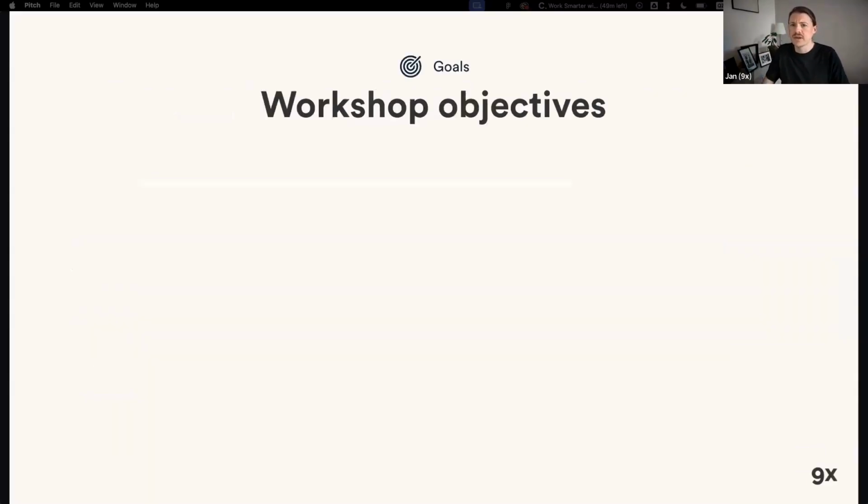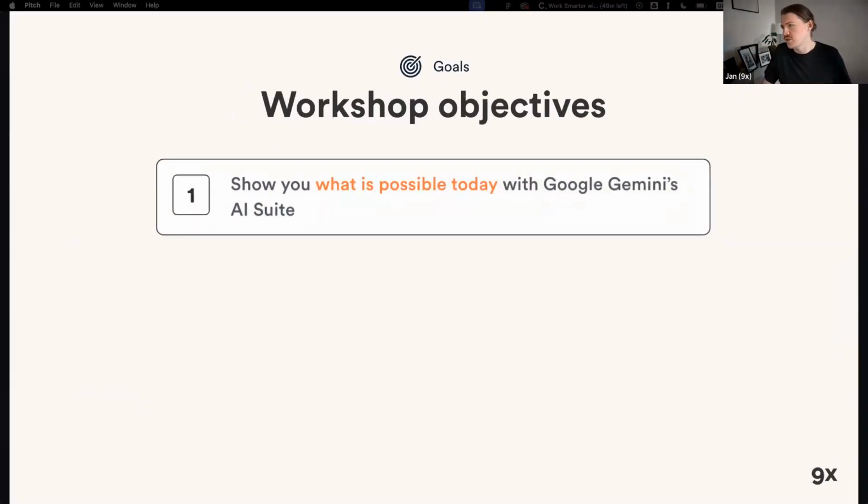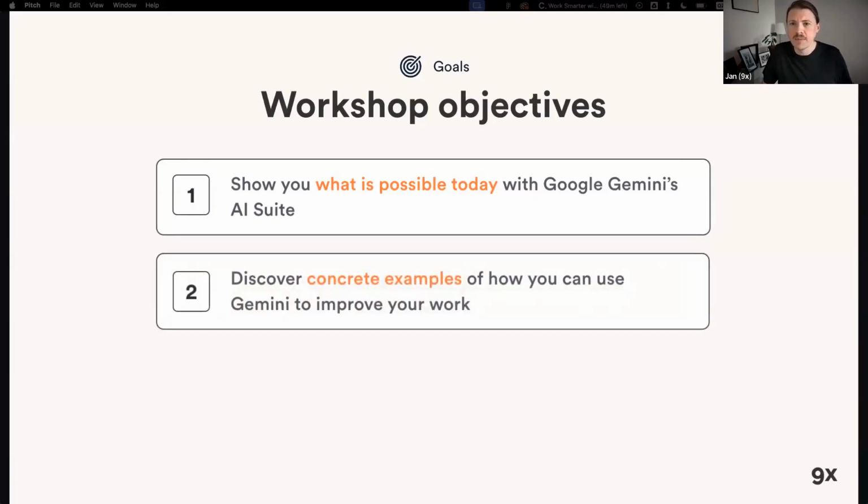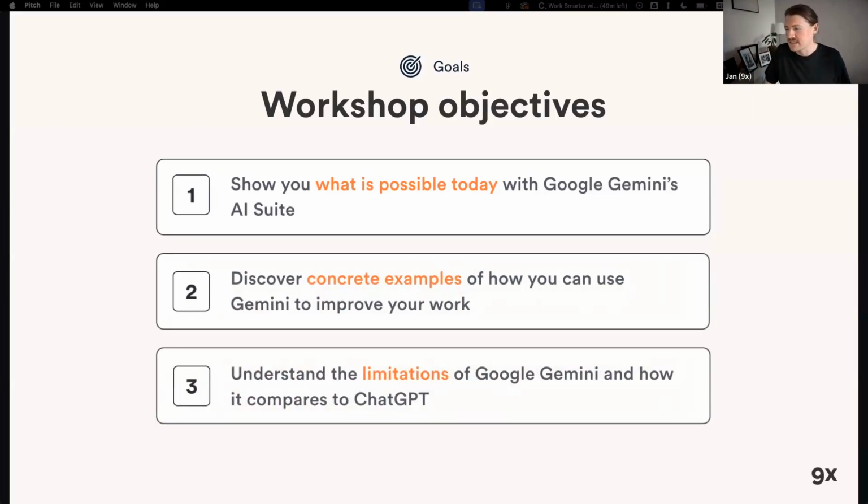In terms of what we want to cover in today's session, I want you to walk away with 3 things. First of all, I want to show you what's possible today with Google Gemini's AI suite. Next up, I want you to discover some concrete examples of how you can use Gemini to improve the way you work. And finally, understand the limitations of Google Gemini. And we can maybe talk a little bit in the Q&A at the end about how it compares to ChatGPT.